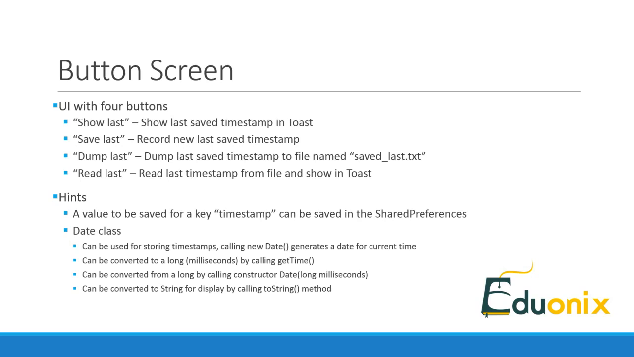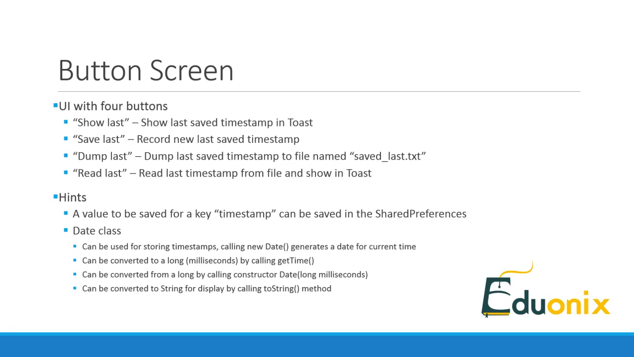Hints for this lab exercise. A value for a key timestamp can be saved in the shared preferences for the application. The date class can allow us to easily record timestamps. Calling the constructor date without any parameter will create a new date object constructed from the current time.